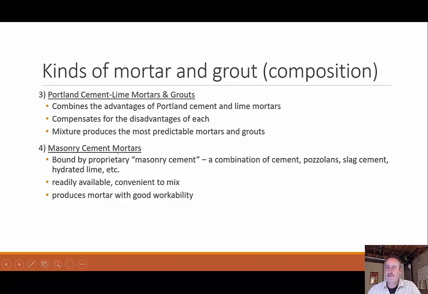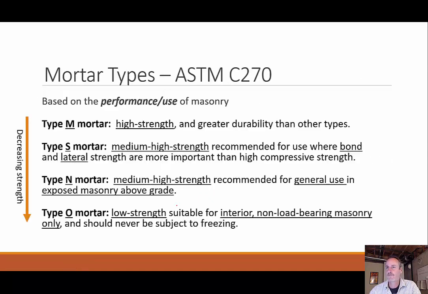And then we have our masonry cement mortars, and this is a proprietary, meaning it's a predefined combination of cement, pozzolan slag cement, hydrated lime, convenient to mix up, readily available, produces a good mortar, good workability. Let's take a look more at those masonry cement mortars.